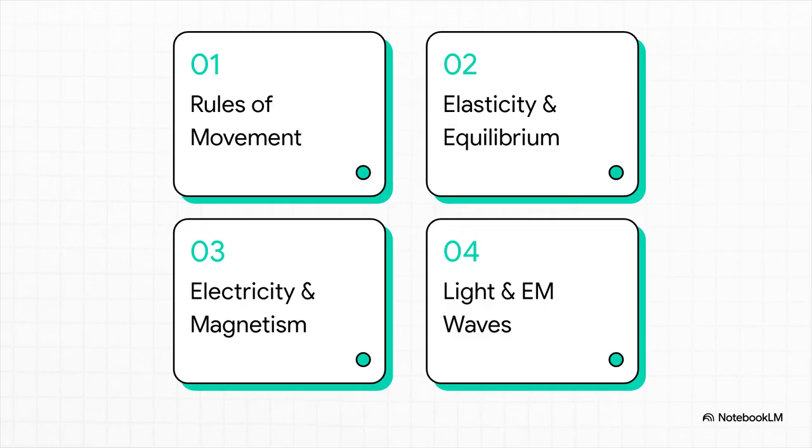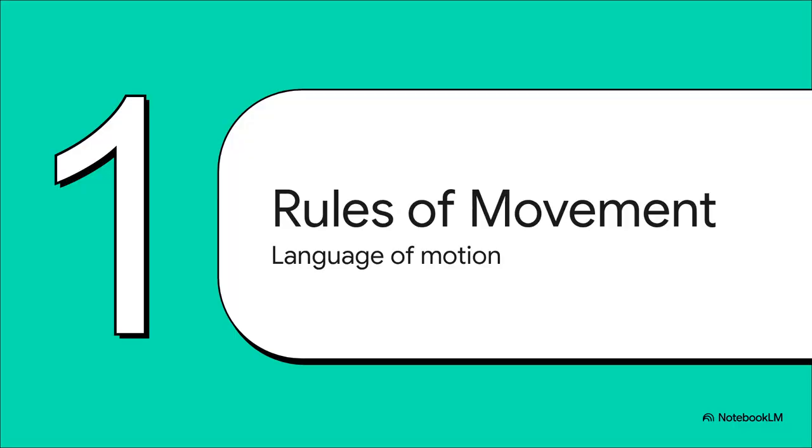Here's the roadmap for our journey. 1. The rules of movement. 2. Elasticity and equilibrium. 3. Electricity and magnetism. And 4. Light and electromagnetic waves. All right, let's jump right into section 1, the rules of movement.